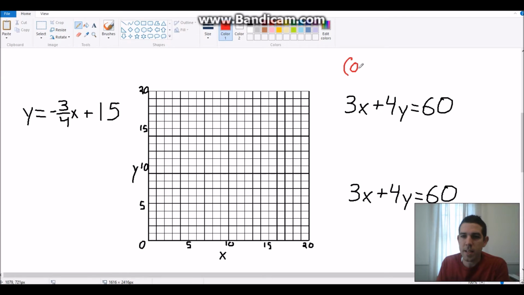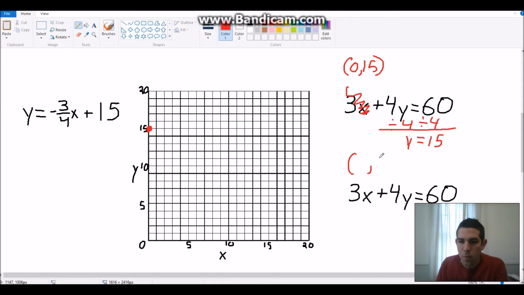So let's find the intercepts. Let's make x 0 to find my y-intercept. Okay, made x 0, divide both sides by 4, and I get y is 15. So there's one of my intercepts. And so there's my intercept of 0 and 15. Alright, there's my y-intercept.